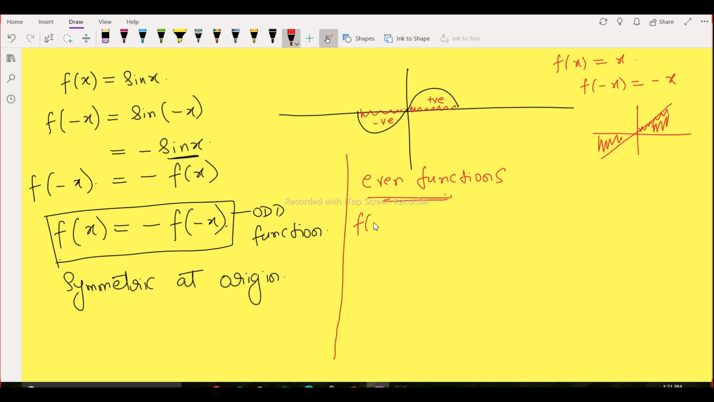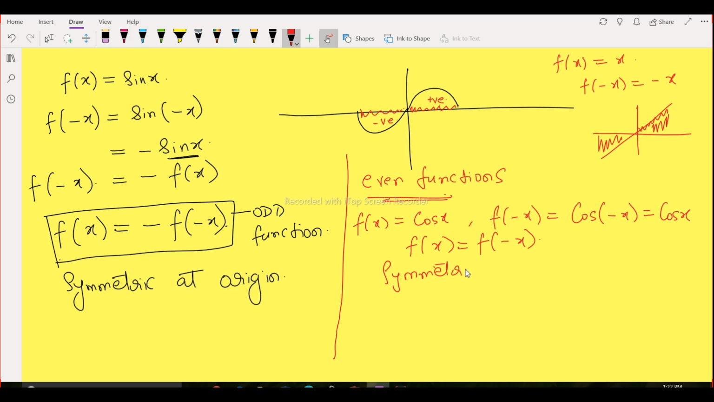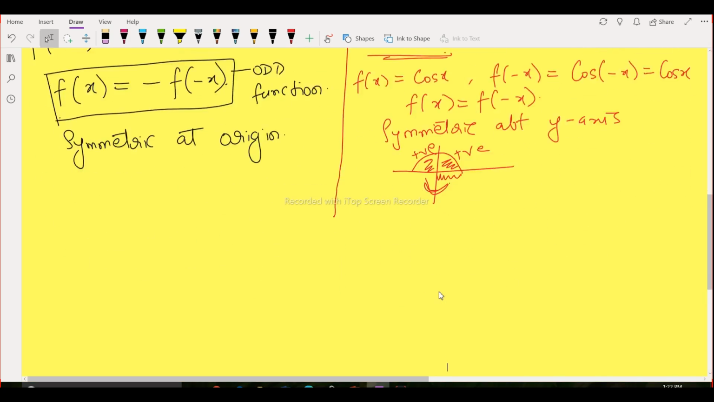Even functions, something like cos. So f(x) is equal to cos x, and f of minus x is equal to cos of minus x, which is also equal to cos x. So f(x) is actually equal to f of minus x. These are even functions, and they are symmetric about the y-axis. This is the graph of cos. Here the area and here the area, both are positive. So instead of finding both areas, I can just find this area and multiply by 2. This is the concept of even and odd functions.